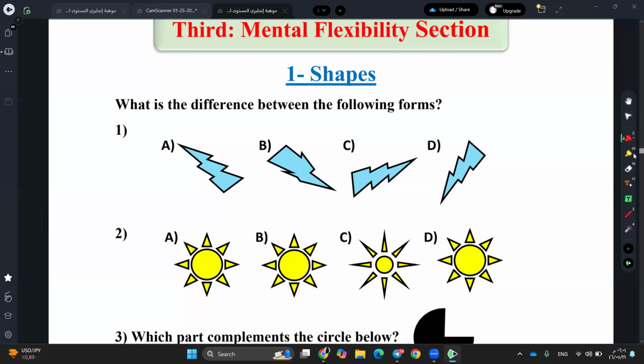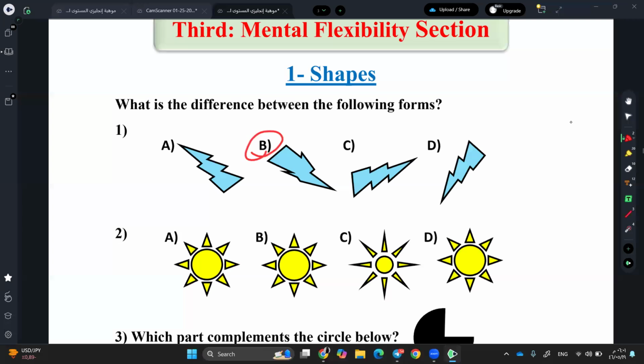Okay, yalla Fatima. Yes, teacher. What is the difference between the following forms? I think it's B. Yes. Or D? B. Excellent.